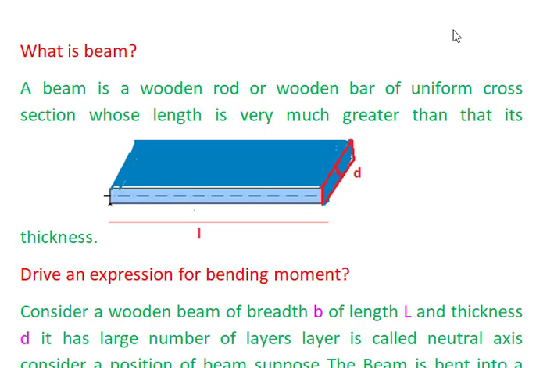Dear students, today we discuss something related to Young's modulus. What are the properties of the material, and what is a beam? A beam is a wooden rod or wooden bar of uniform cross section whose length is very much greater than its thickness. The length of the beam is greater when compared to the thickness of the beam. The beam should have a uniform cross section. This type of material is called a beam.